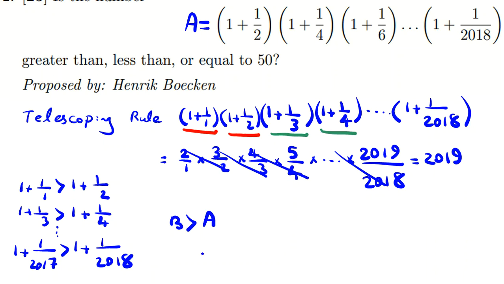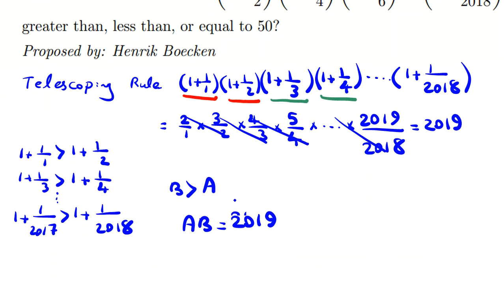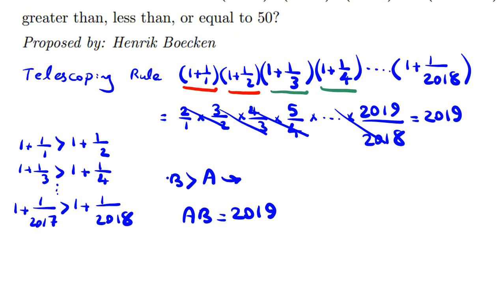And what is AB? It is 2019. We want to find A, so we say A is less than B. Because A is less than B, if we multiply both sides by A, we get A squared is less than AB, which is 2019.